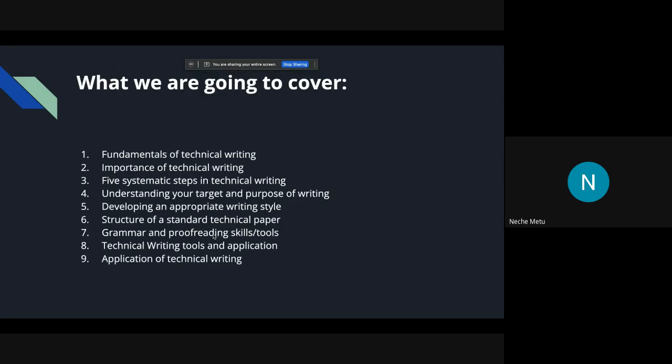So, okay, what are we going to cover here? We're going to be looking at the fundamentals of technical writing. We're going to be looking at the importance of technical writing. We're going to be looking at the 5 systematic steps in technical writing. We're going to be understanding our target and purpose of writing. We're going to be learning about the appropriate writing style.